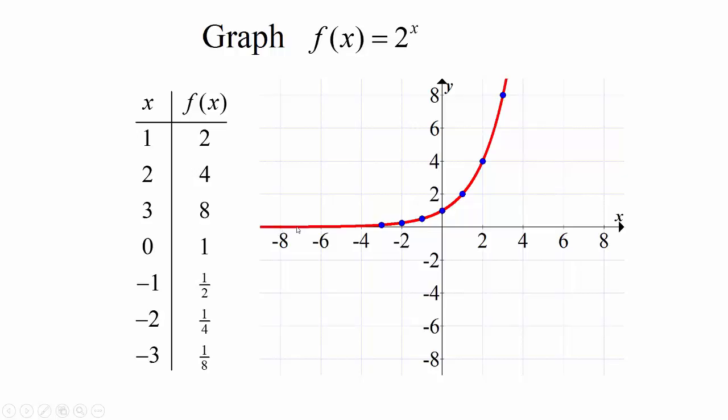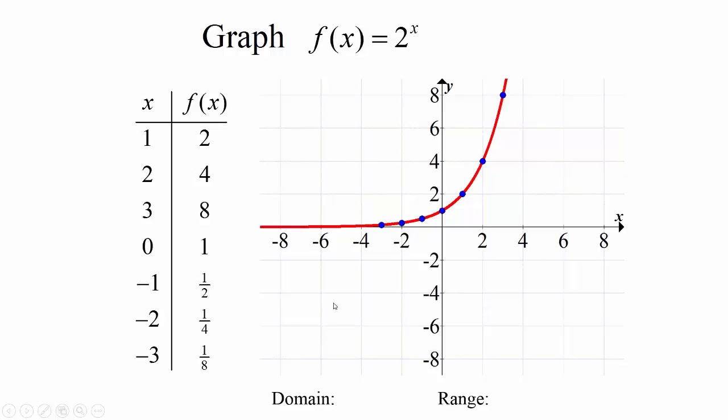To the left, the graph never actually touches the x-axis. The x-axis is called the asymptote for the graph, and it goes forever to the right. This is a typical exponential function. Crosses the y-axis at 1, up to the right, down to the left, never touches the x-axis.